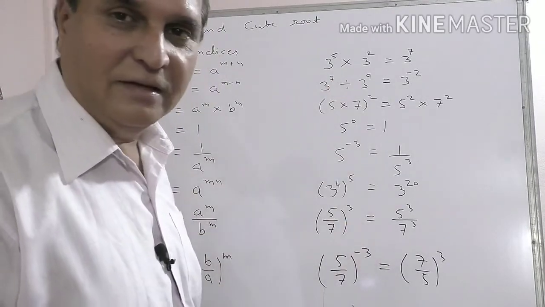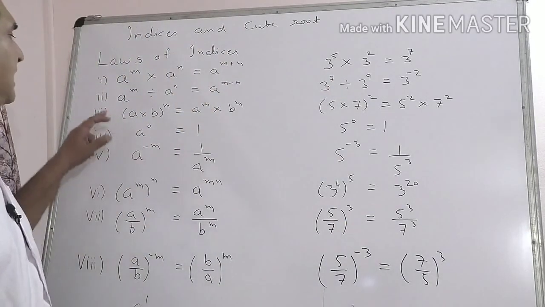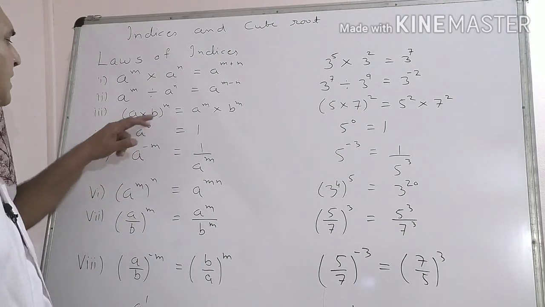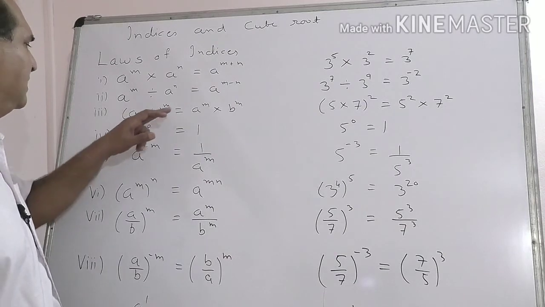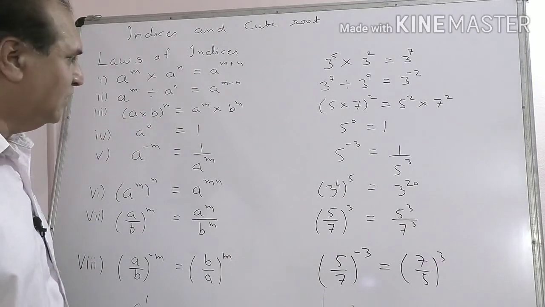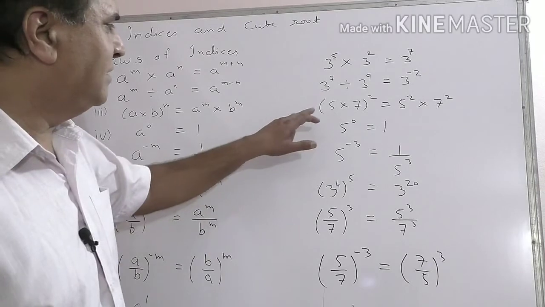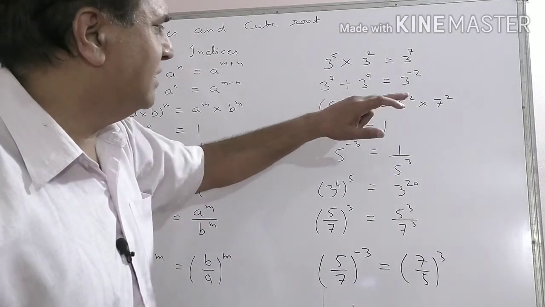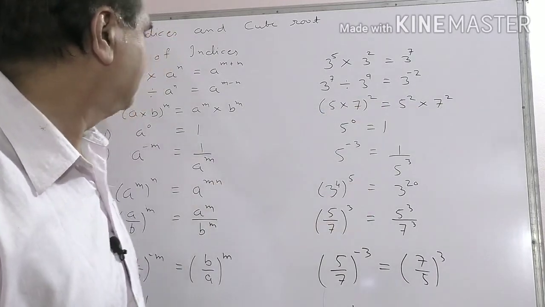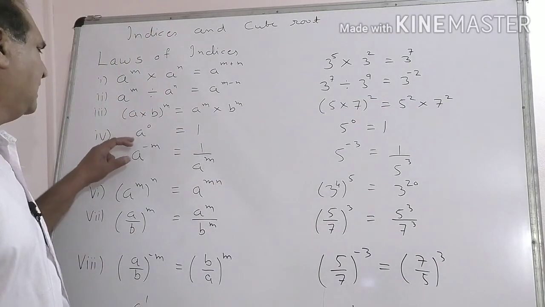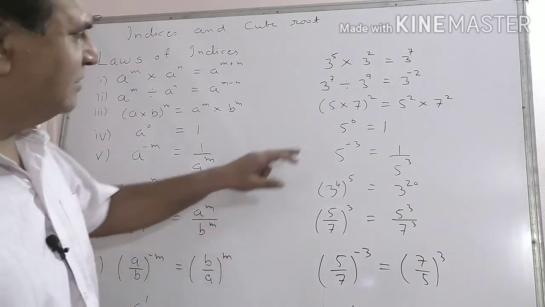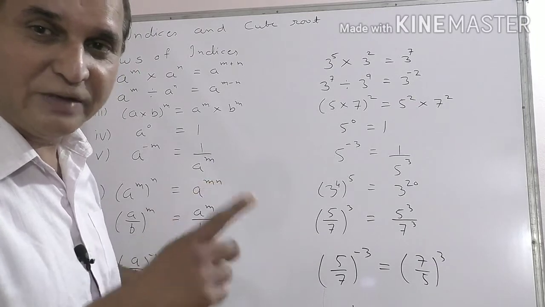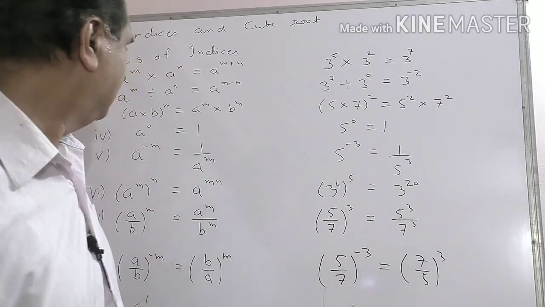m minus n. Understanding? Next law, a into b bracket raised to m. m is given to both a as well as b. a raised to m into b raised to m. Similarly, for example, 5 into 7 raised to 2. 2 will go to 5 also, 7 also: 5 square into 7 square. Next law, a raised to 0 is 1. For example, 5 raised to 0 is 1. Whatever, 7 raised to 0 is 1. Whatever big number raised to 0 comes, the answer is 1 directly.